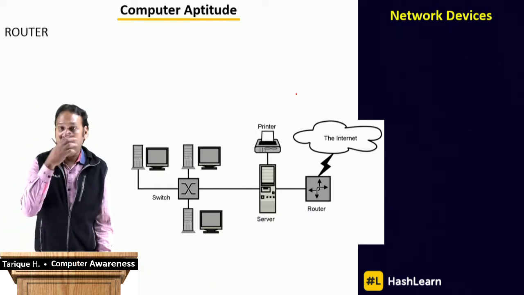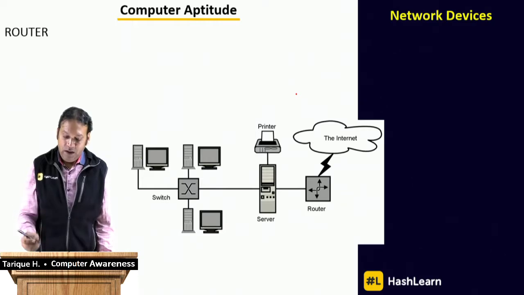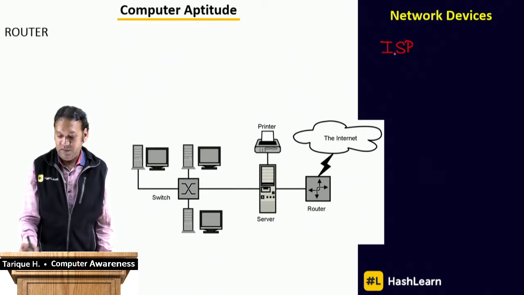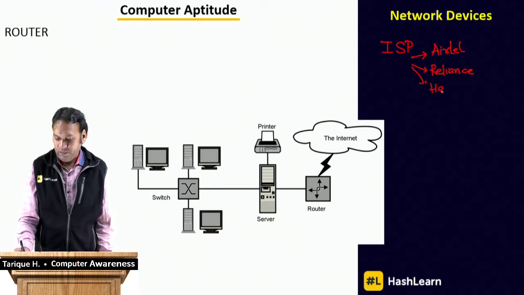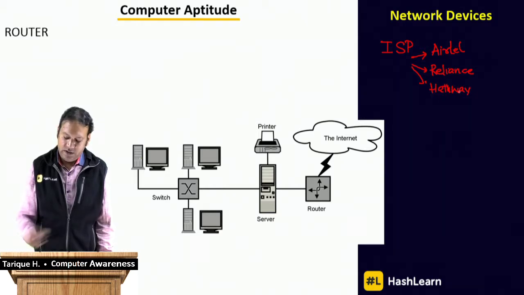So for connecting with the internet, what are the things we need? First of all, we need an ISP, that is an internet service provider. Examples of ISP could be Airtel, Reliance. All of these are examples of your ISP, internet service provider, right? Hathaway and so many others, right? All of these provide you with the internet services.